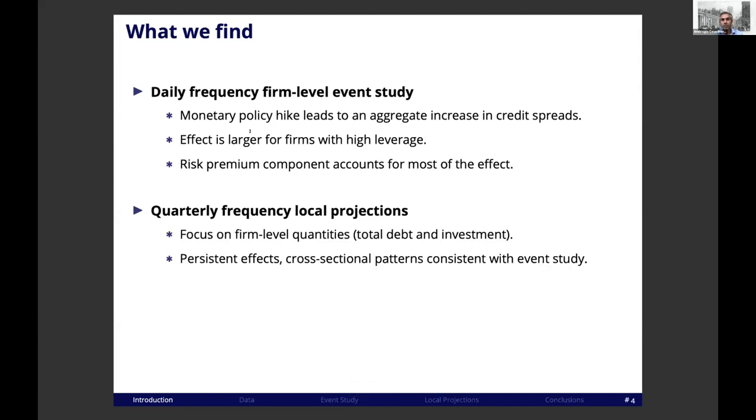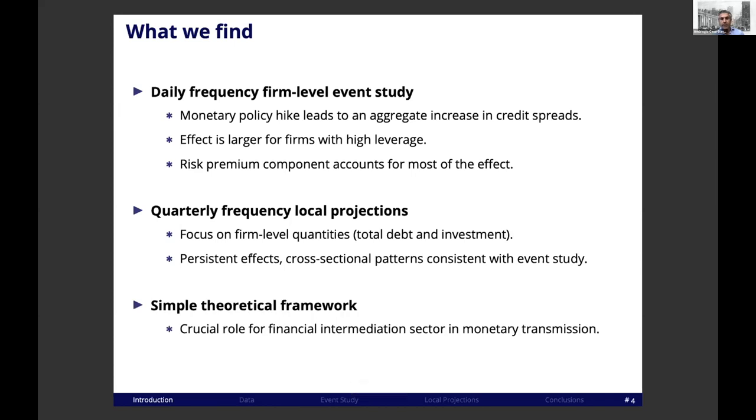We then complement our daily frequency event study analysis with quarterly frequency local projections in a very similar spirit to the existing literature. And here we're going to focus on firm level quantities, specifically total debt and investment. And again, we're going to find that the cross-sectional patterns of the response of debt and investment to monetary policy are consistent with the event study. So we're going to find that debt and investment will contract more for firms that have high leverage. And we're also going to show that these effects are persistent at business cycle frequency.